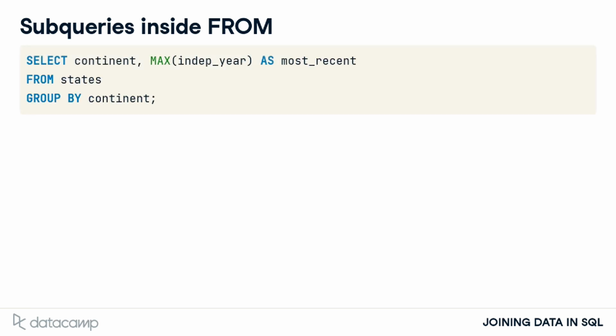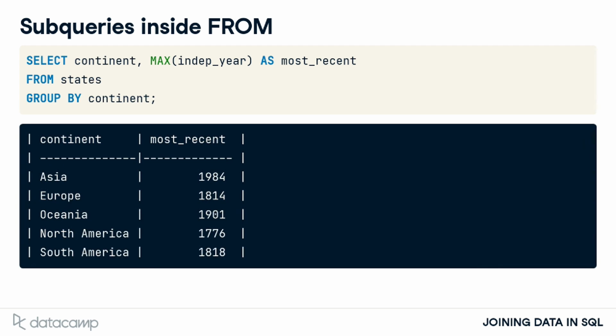A starting SQL query to pull all the most recent independence years by continent is shown. The query groups records by continent and returns the most recent independence year for each group by using the max function as most_recent. The result set is shown. Now, how do we filter this for continents with monarchs?